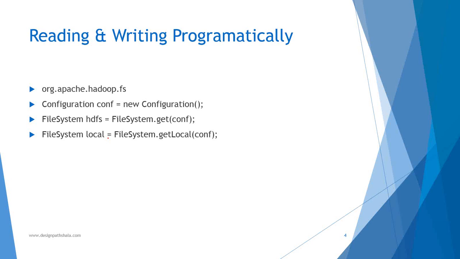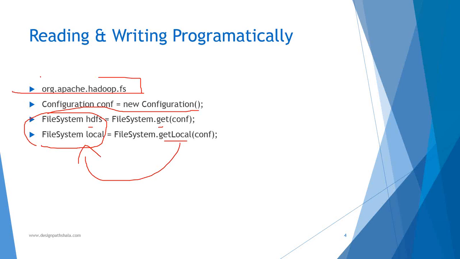To interact with the file system, all you have to do is create a configuration, that is, new Configuration, and there you can just say get. That will return you a configuration of the Hadoop file system. And if you say getLocal, that will return you a local file system, that is, a Unix box configuration. So I'll be using these file system objects to interact with the file system. And this is a package which you would be using to interact with the Hadoop file system from Java.